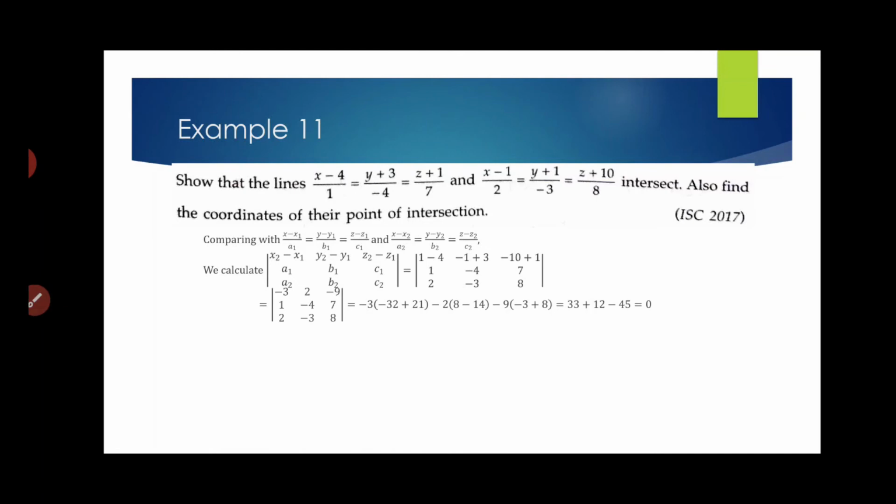But now I need to find the coordinates of the point of intersection. So what we need to do is solve them simultaneously. Let us consider the first one, (x minus 4) by 1 equals (y plus 3) by minus 4 equals (z plus 1) by 7 equals lambda. Lambda is any constant; I was using t all the time, so let me now make use of the constant lambda. So I can write x equals 4 plus lambda, y equals minus 3 minus 4 lambda, and z equals 7 lambda minus 1.